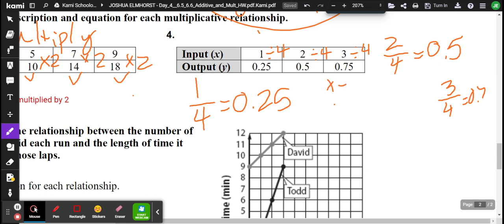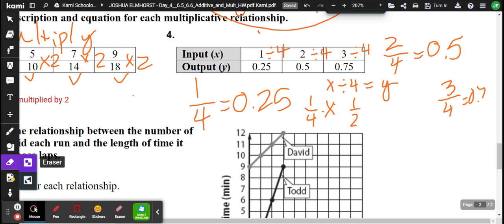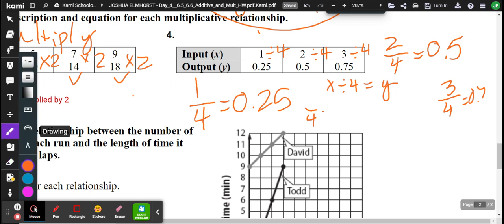So you could do x divided by 4 equals y, but another way of saying divided by 4 is making it a fraction and multiplying. 1/4 x, 2/4 x, 3/4 x. So in fraction form, 1/4 times x will always give you your output of y.